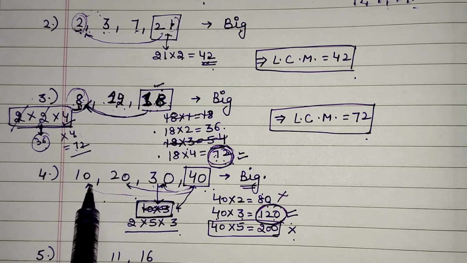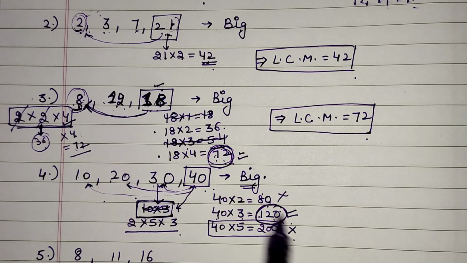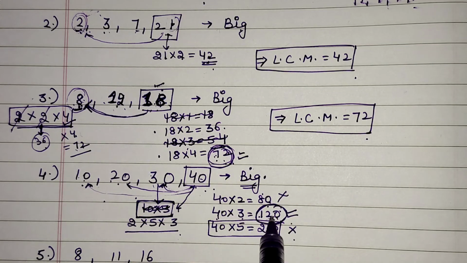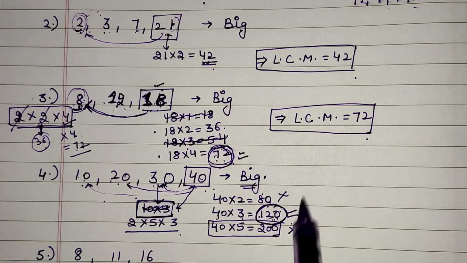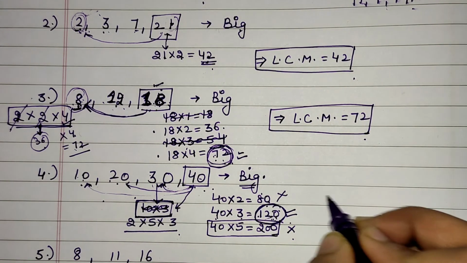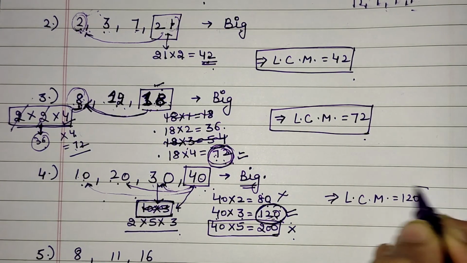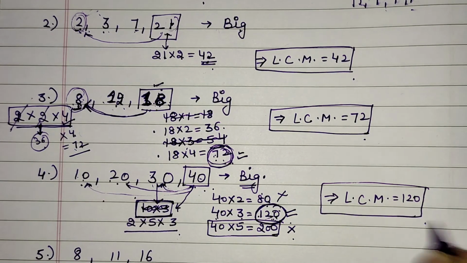Now cross check once again whether this is divisible by all the numbers or not. 120 is divisible by 10. 120 is also divisible by 20. 120 is also divisible by 30, and 120 is also divisible by 40. So LCM is going to be equal to 120.